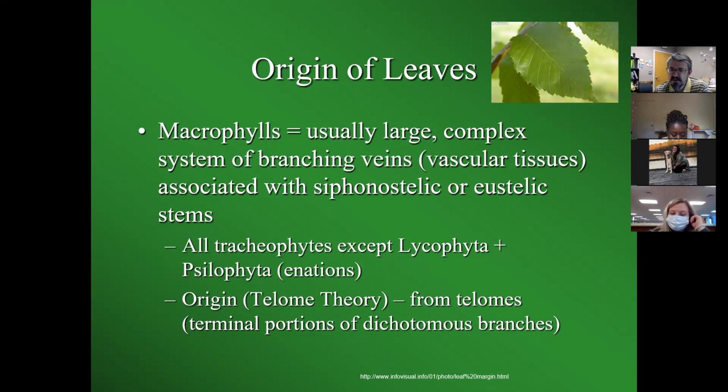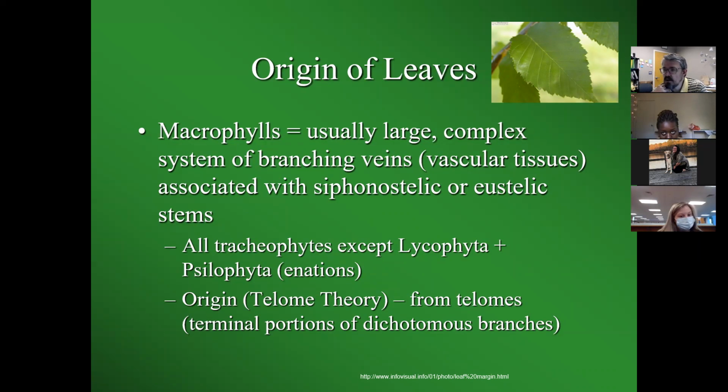All tracheophytes, except Lycophyta and Psilophyta, and maybe one other group, have macrophylls. So let me ask you this. Is microphyll versus macrophyll a useful feature if you're talking about a difference between Lycophyta and any other plant? Absolutely, okay, because it's the only one that has that feature. Xylophyta, on the other hand, doesn't have anything. It just has enations. It doesn't have leaves of any sort.